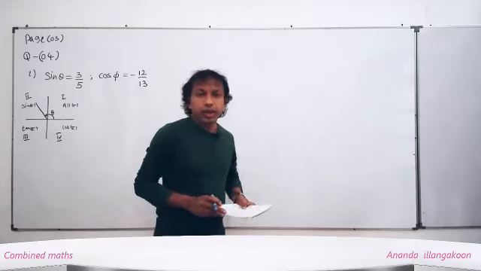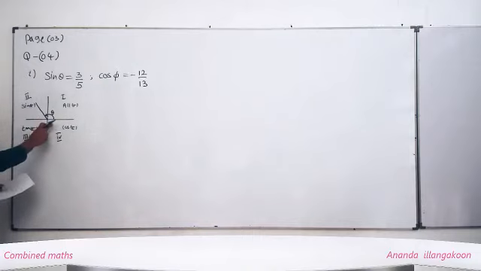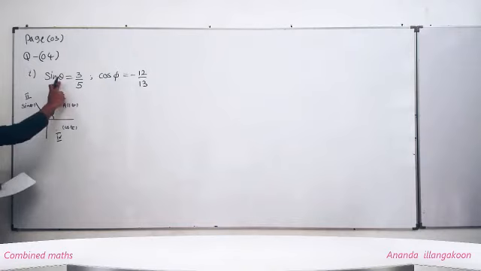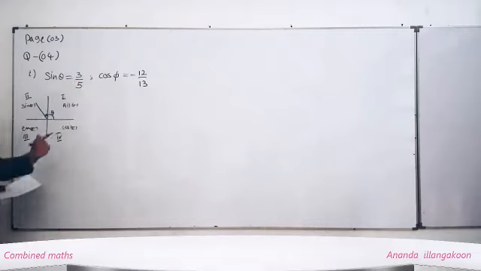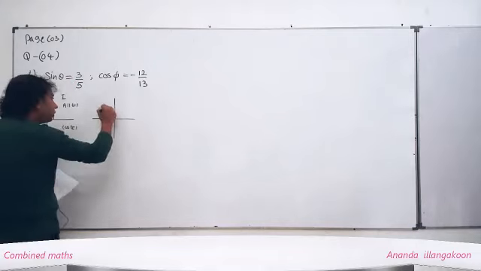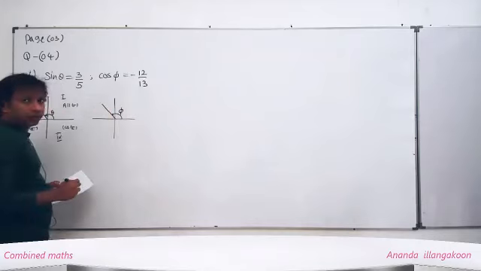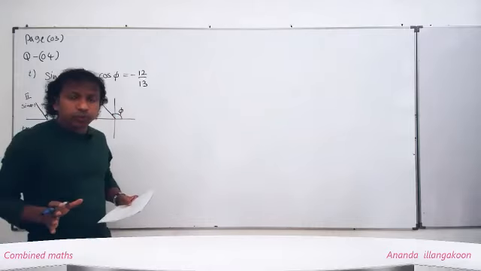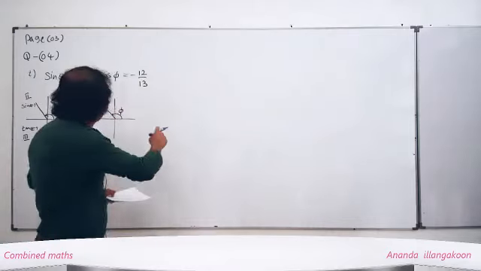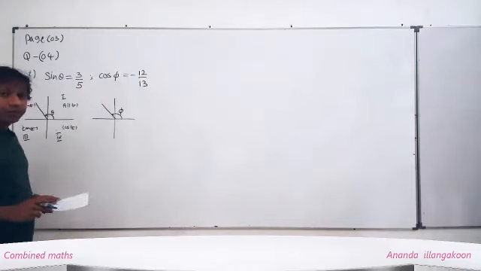Now, you can see in the second quadrant, sine is positive. When this angle theta is in the second quadrant, sine should be positive. Here, sine theta is plus 3 by 5. Now this phi is also in the second quadrant. In the second quadrant, only sine is positive, no? Cos is negative. See here, we get cos phi as minus 12 by 13.